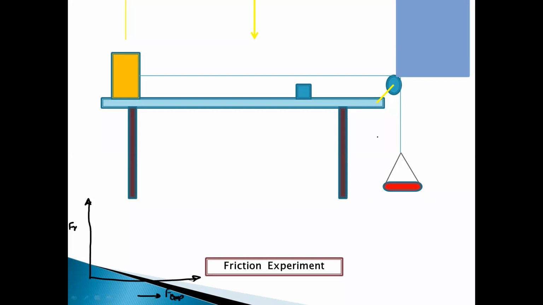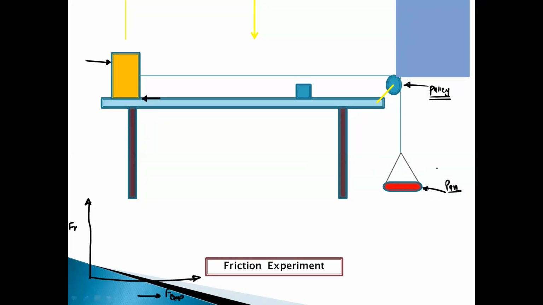Here we can see one arrangement. This is one object having some mass m. Then we have connected one pan, and this pan is connected to the object with the help of a string which is passing over this smooth pulley. Initially there is no weight, so there will not be any friction at this contact point.